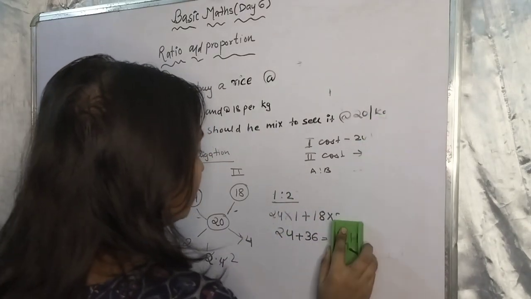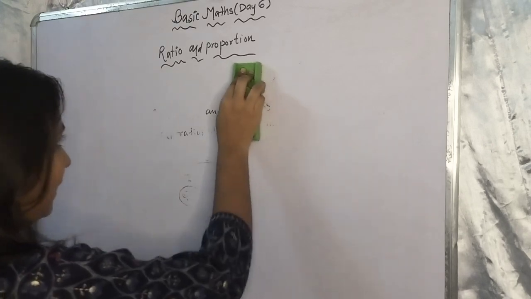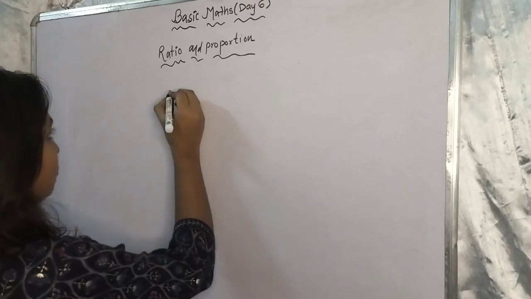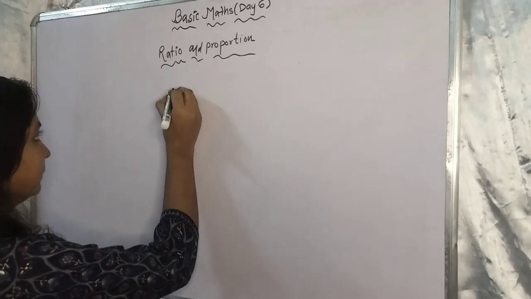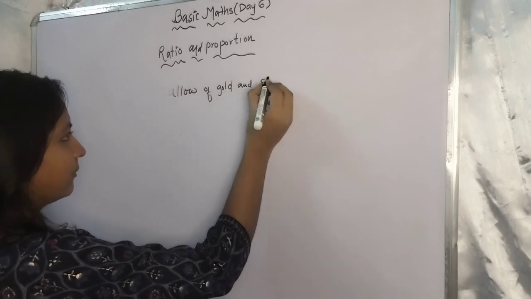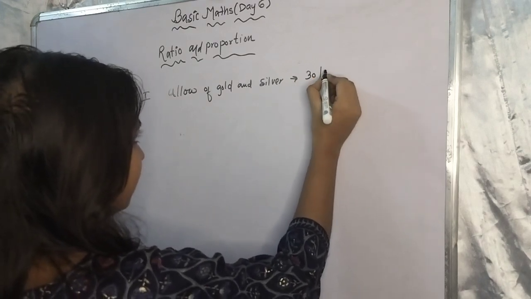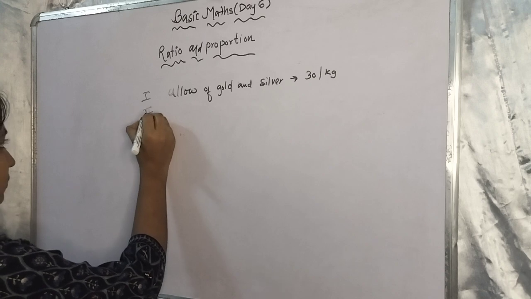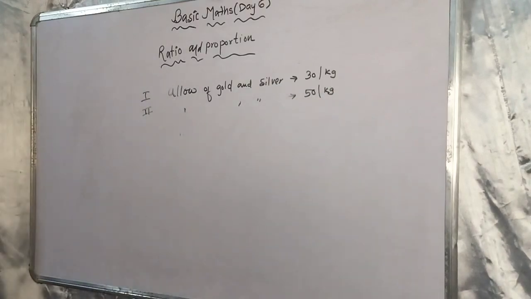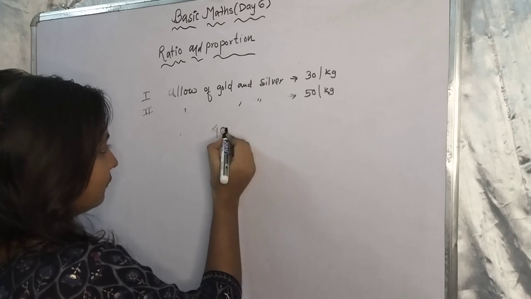More questions are related to this, which arrive mostly in our exams. Generally they are about alloys, like an alloy of gold and silver. There are two types of alloy of gold and silver. Type A is 30 per kg, and type 2 is 50 per kg. Fine. Now it is told, in what ratio do we mix these so that we can sell it at 40 per kg.